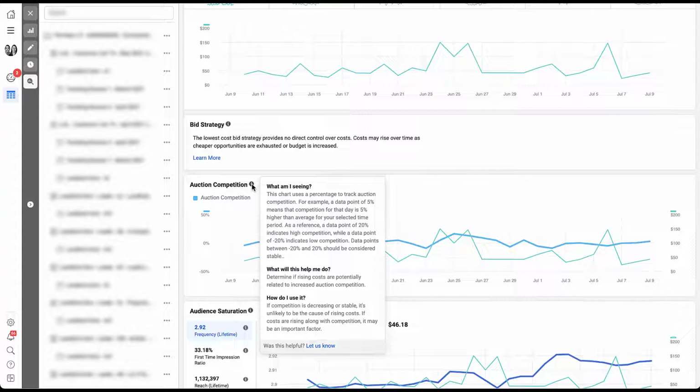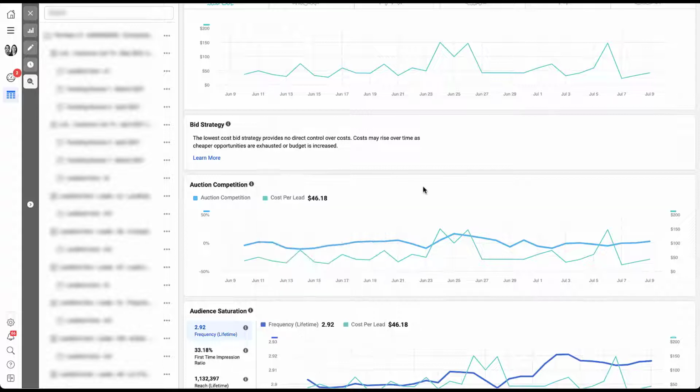The way you read this chart is that it uses a percentage to track auction competition. It says, for example, a data point of 5% means that competition for that day is 5% higher than the average for your selected time period. It does go on to say that anything between 20% and negative 20% should be considered stable or normal within the Facebook auction. So effectively what we're trying to do with this chart is to say, if I'm seeing rising costs for my campaign, is that due to competition or is there something else going on?